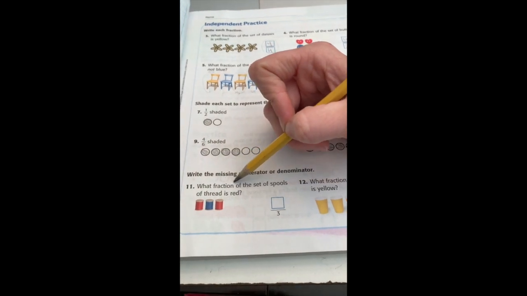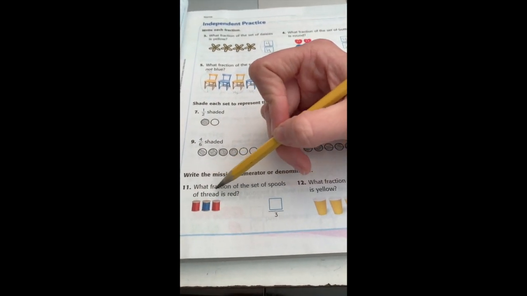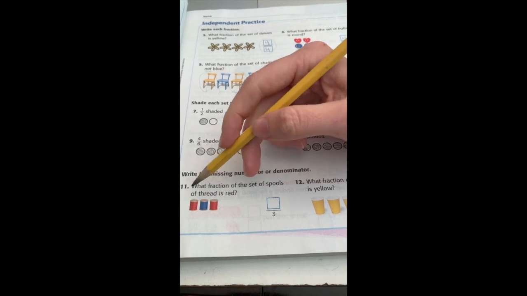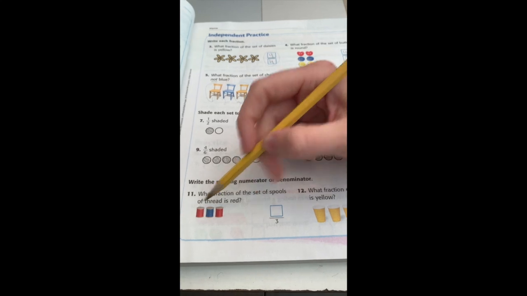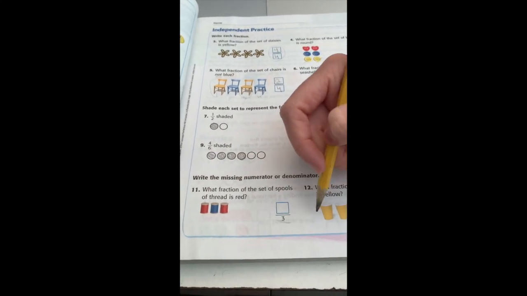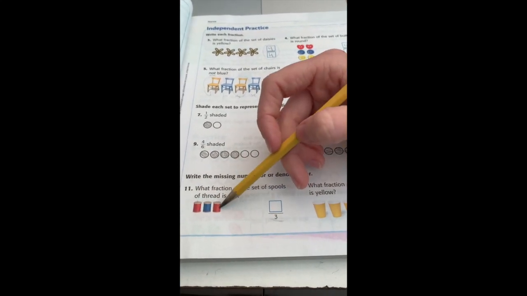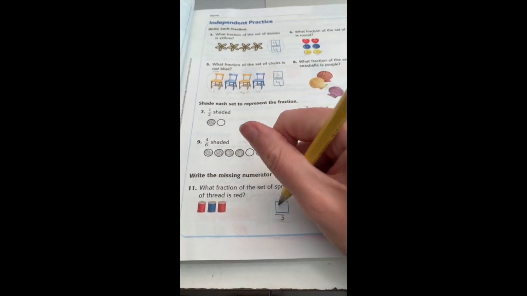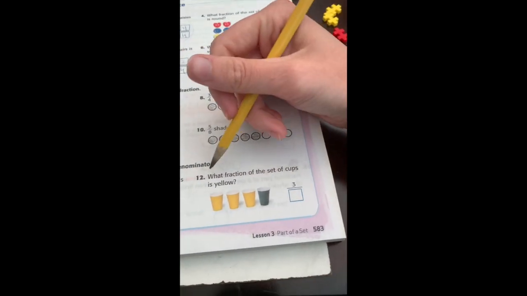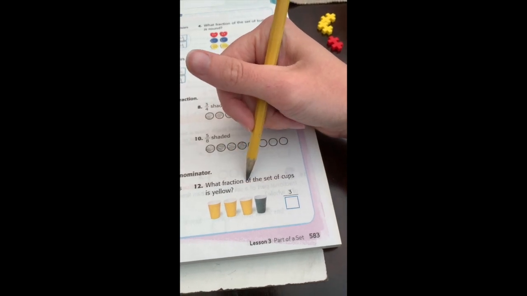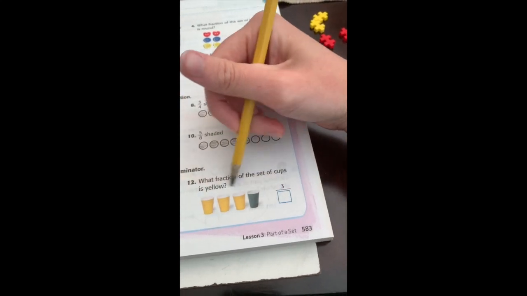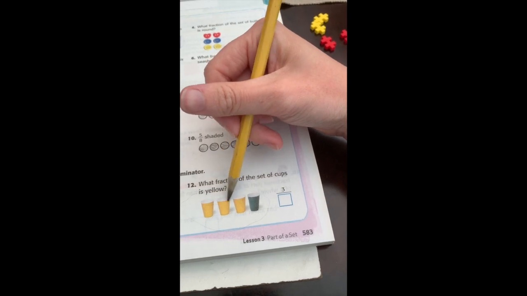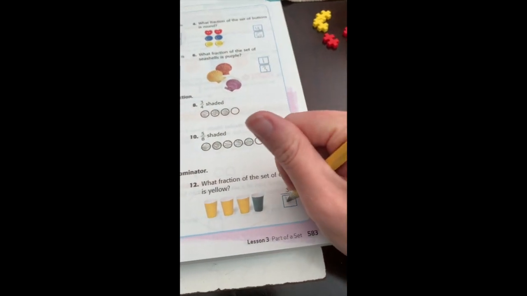What fraction of the set of spools of thread is red? Okay, how much is red? Well, I see we have 1, 2, 3 total spools. They gave us that. We have to find how many are red. We count 1 and 2. Excellent. What fraction of the set of cups is yellow? Okay, so we have 3 that are yellow, but what's my total number to make the set of cups? 1, 2, 3, and 4.